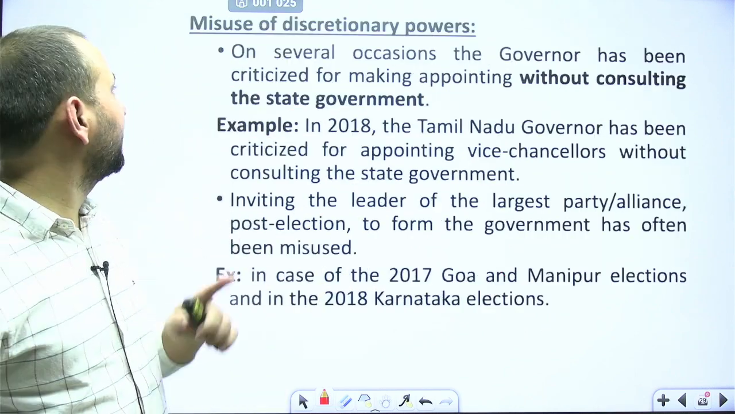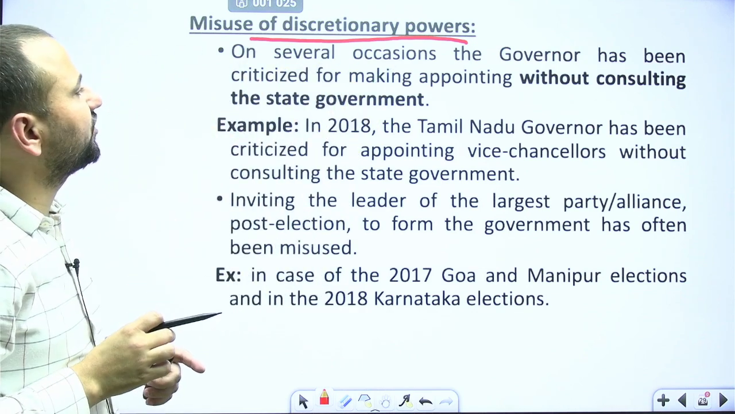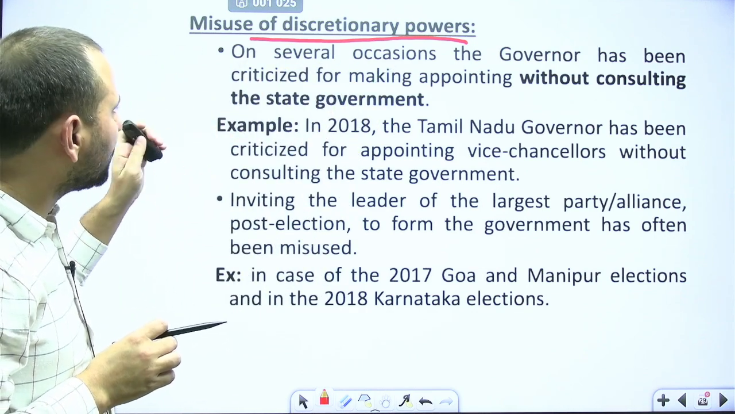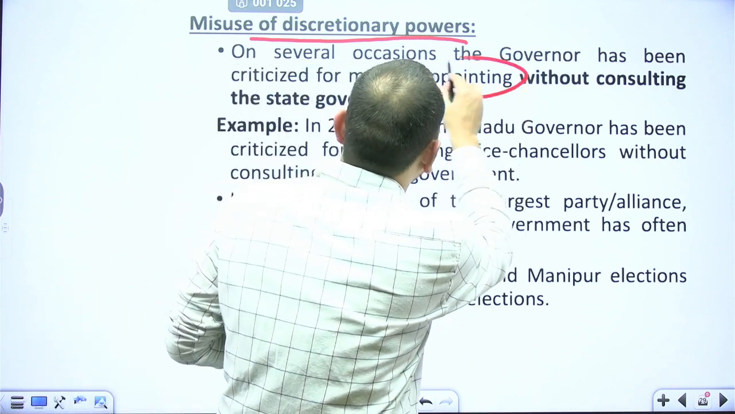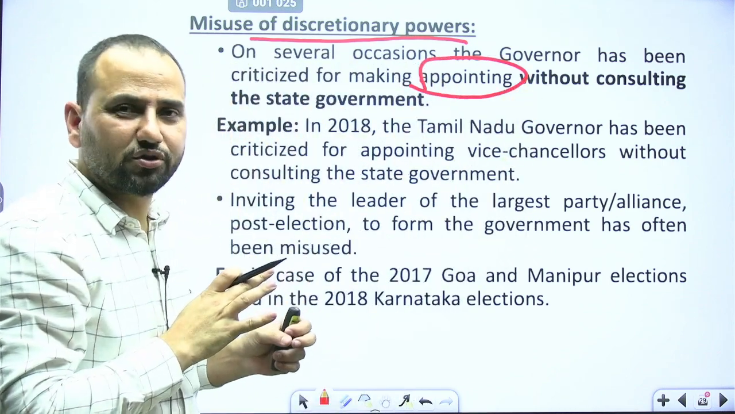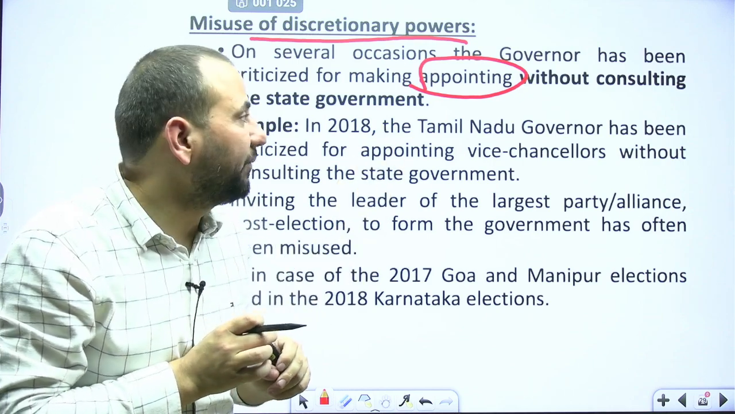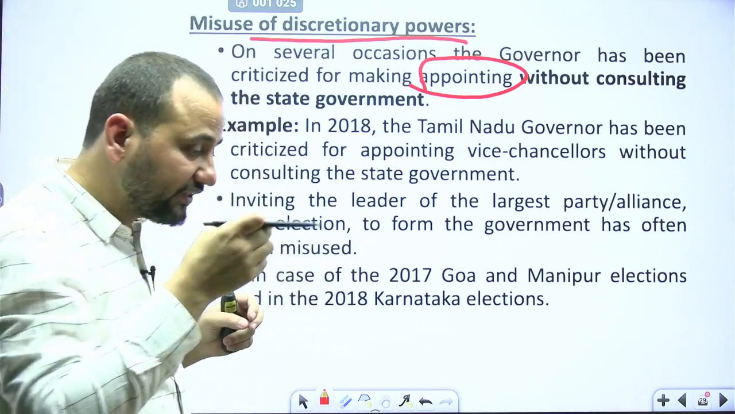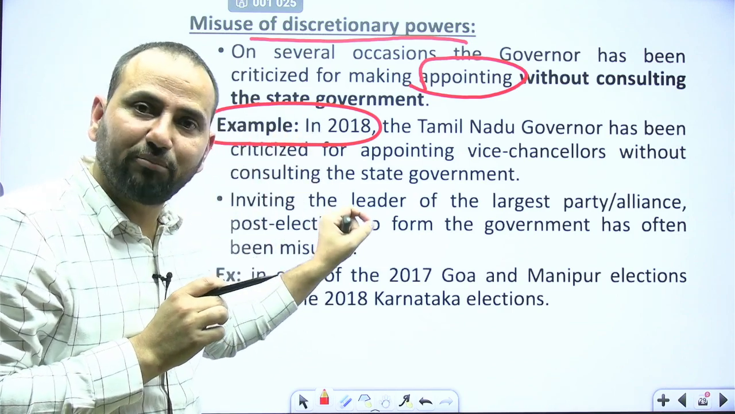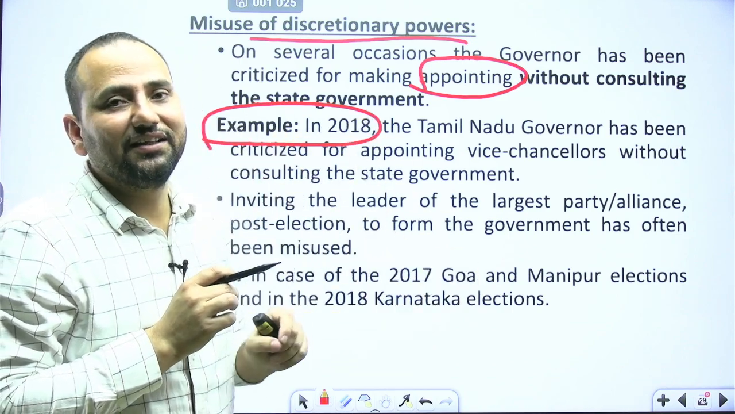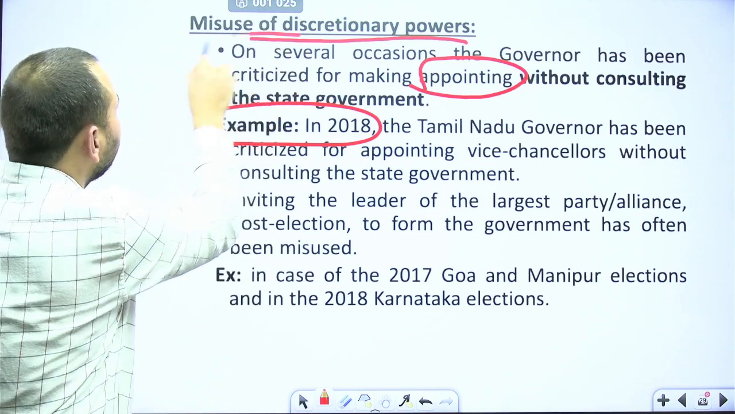If you move forward into this concept, again, there is this issue of misuse of discretionary power. If you talk about this misuse, we need to understand that the office of governor comes with this provision of appointment also. So it appoints various posts, and this is done through consultation with the state government. But there have been various instances where we have not seen this consultation. For example, in 2018, we saw this issue in Tamil Nadu, where vice chancellors were appointed without consulting the state government.